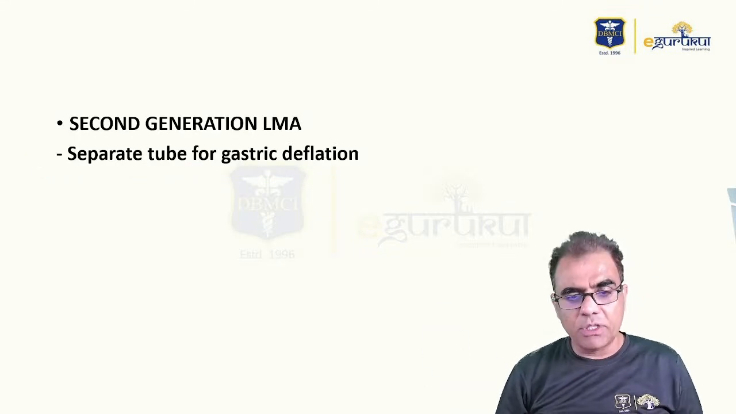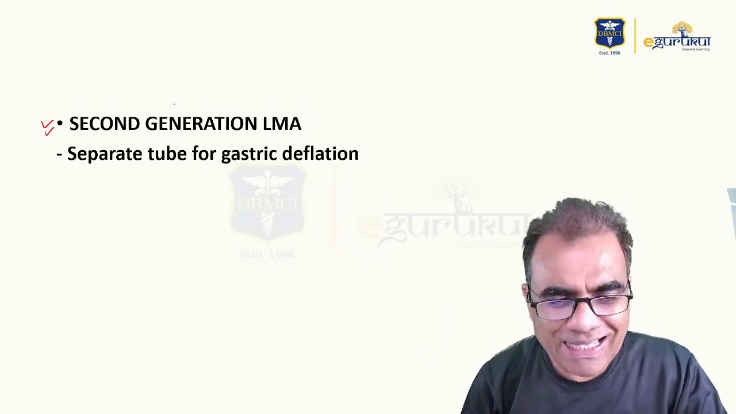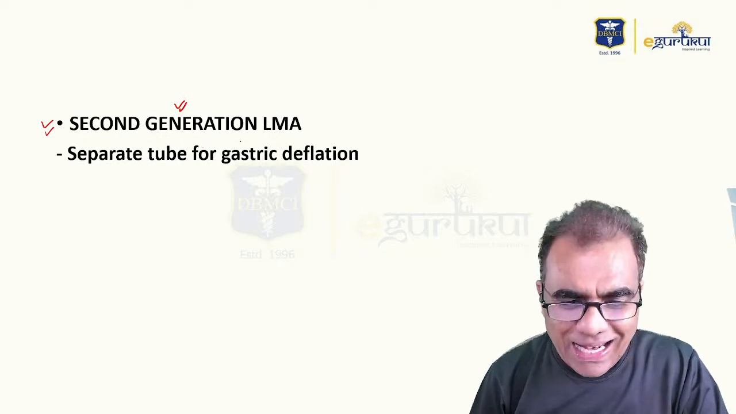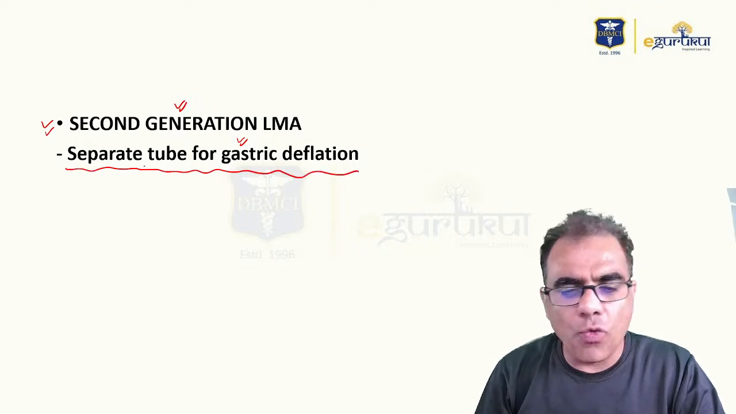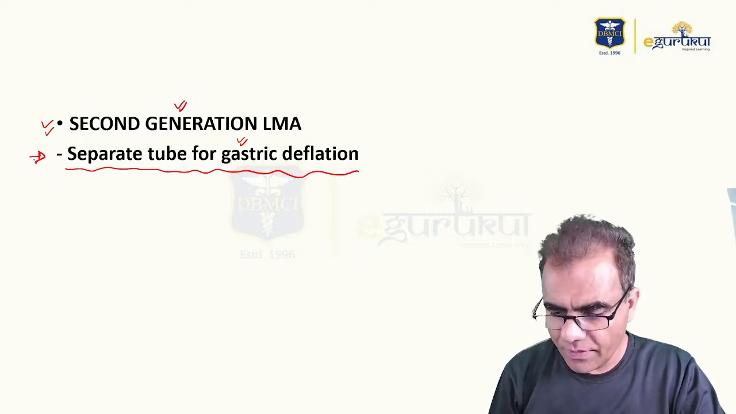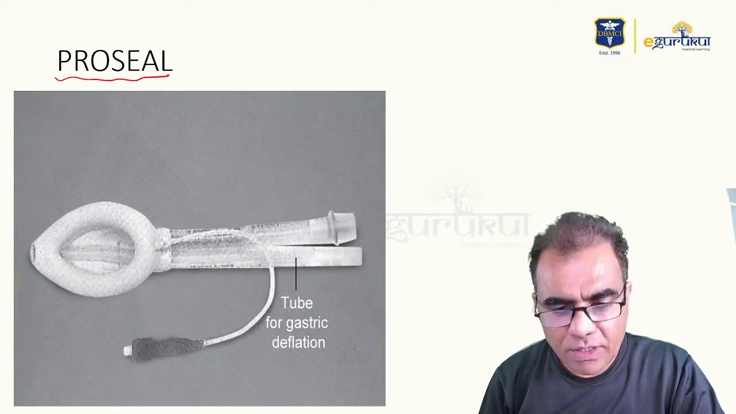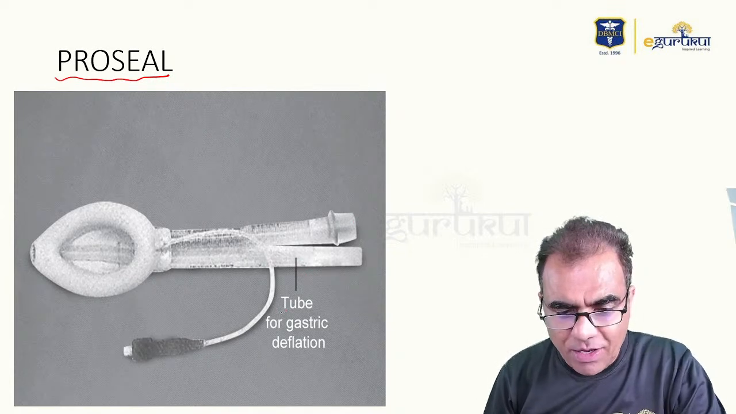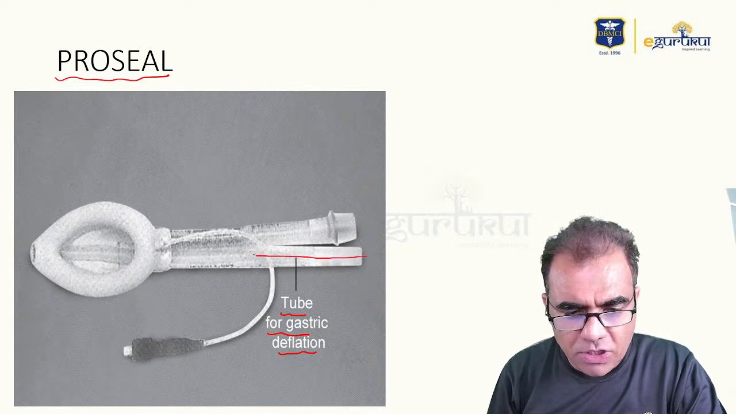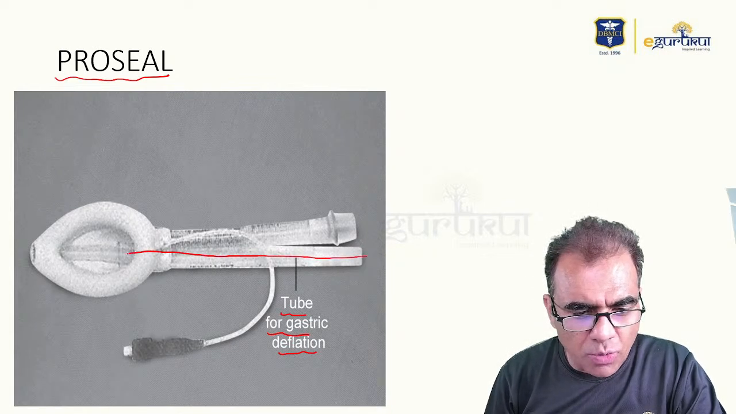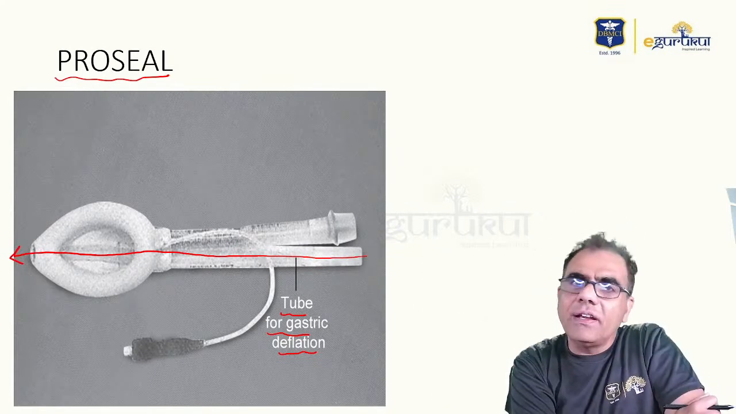However, this problem is not there because nowadays we are actually using a new generation, that is the second generation LMA. And the main advantage of the second generation LMA is that there is a separate tube for gastric deflation. The prototype of this second generation LMA is the ProSeal. So you can see it's a second generation LMA. There is a separate tube for gastric deflation. So through this tube, you can pass your suction catheter or nasogastric tube, and through this hole, it will enter the esophagus and you can deflate the stomach.